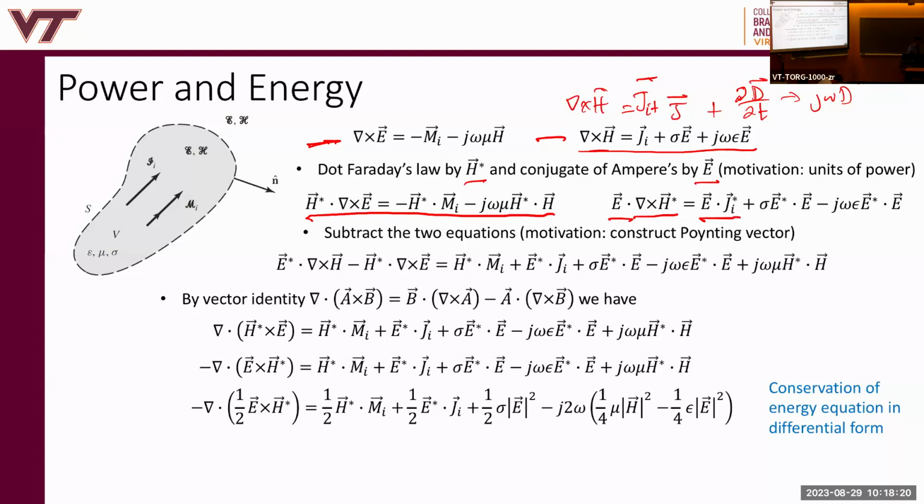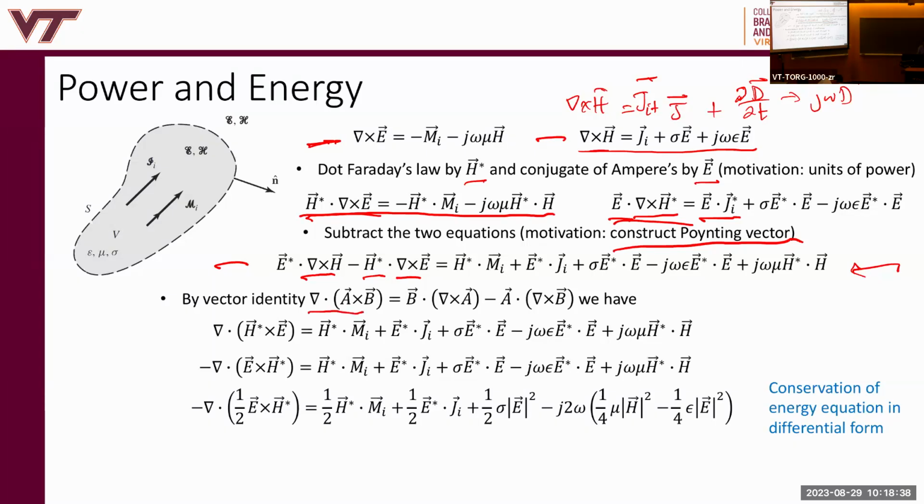Now I have two expressions. I'm going to subtract the two. I want to construct the Poynting vector. There's motivation for that operation. So E conjugate dotted with the curl of H minus H conjugate dotted with the curl of E. So I'm just subtracting this expression from that one. And then I have all the other terms, right?